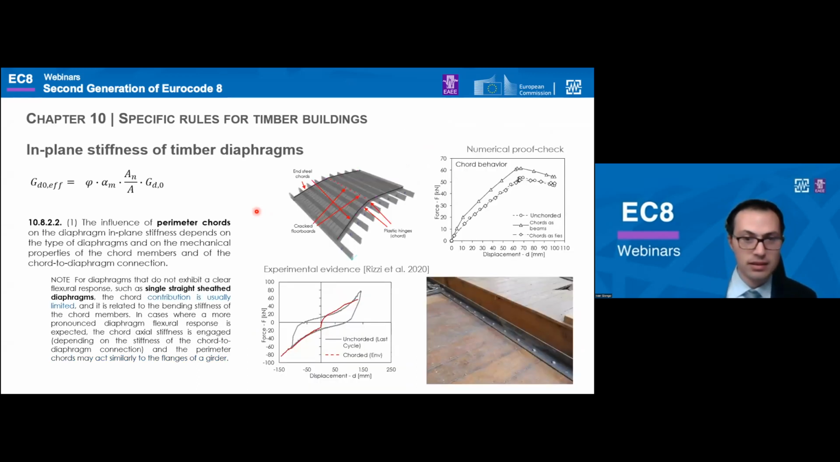However, and this is the really important part, single straight sheathed diaphragms do not exhibit a clear flexural response, and the chord contribution is usually limited, as the steel chords, as you can see here, tend to show beam element type behavior instead of functioning as tie elements, as confirmed by both experimental and numerical evidence.